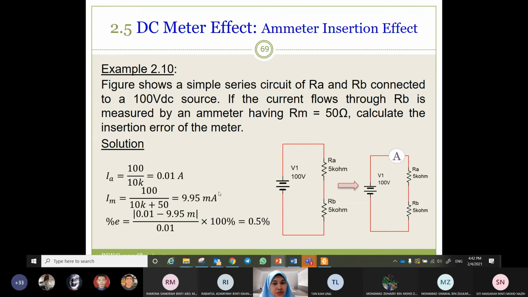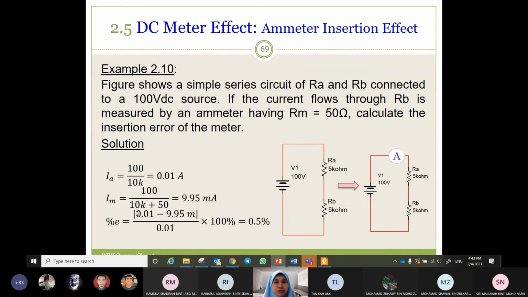So we want to calculate the actual first. I is equal to V over R, 100 divided by the summation of R. We have 5K plus 5K. So this is the actual current.